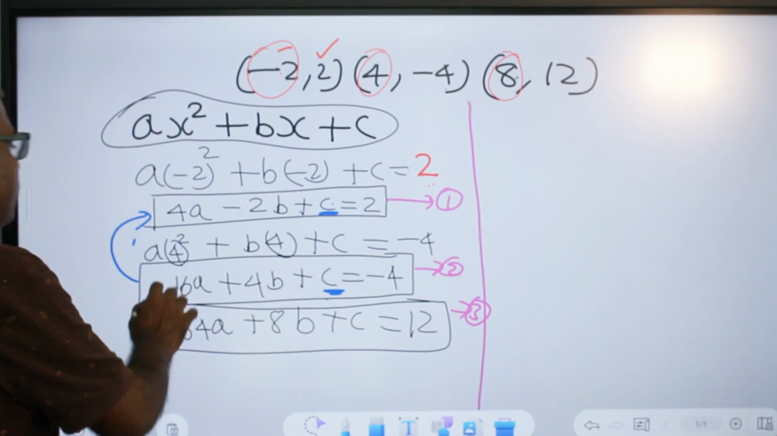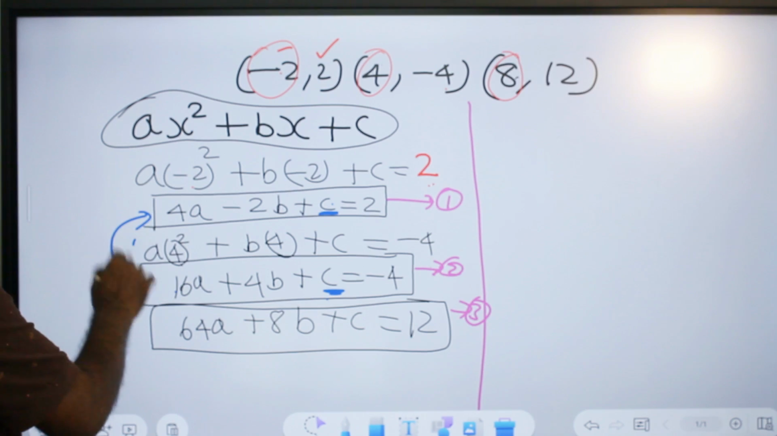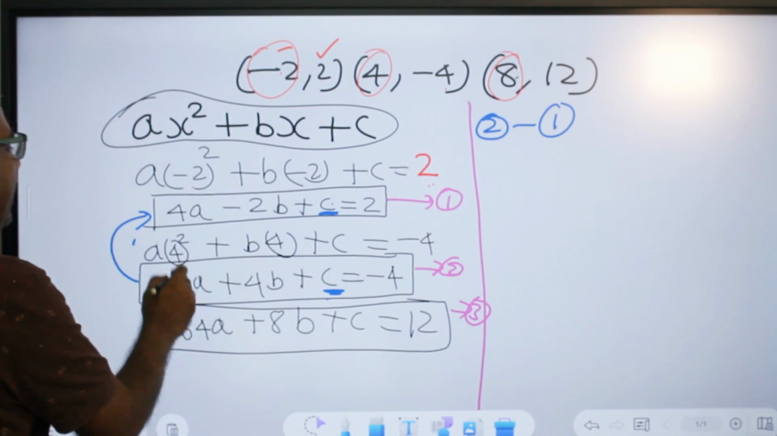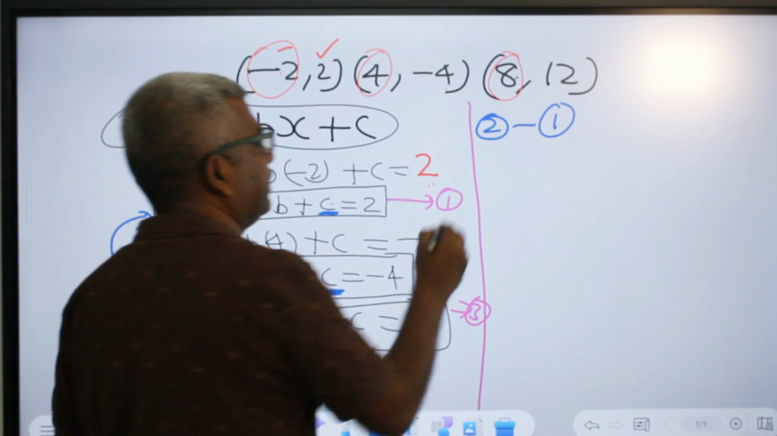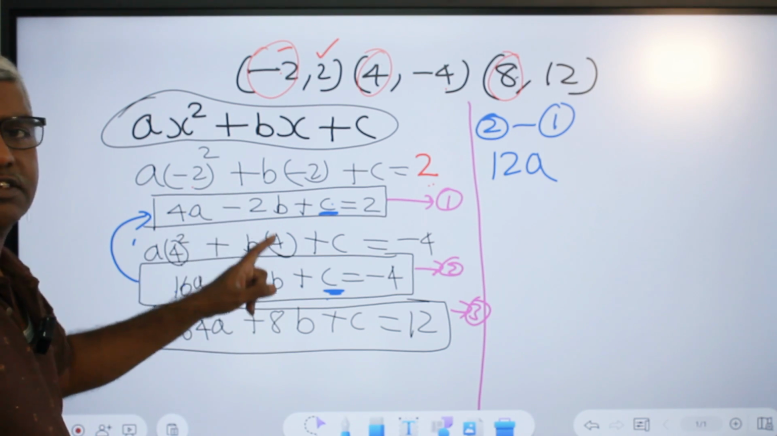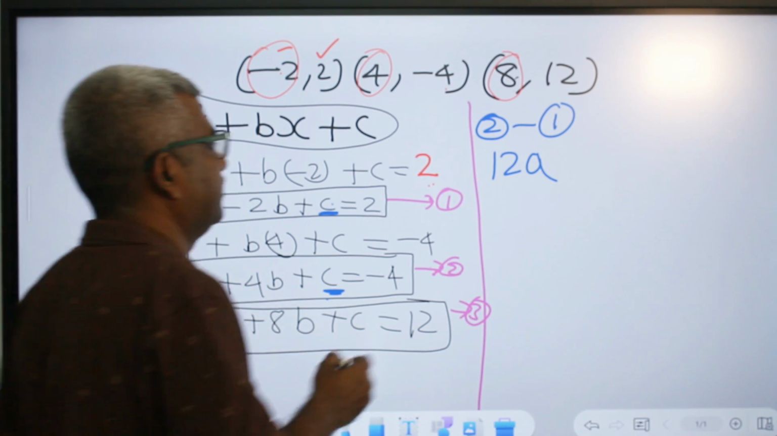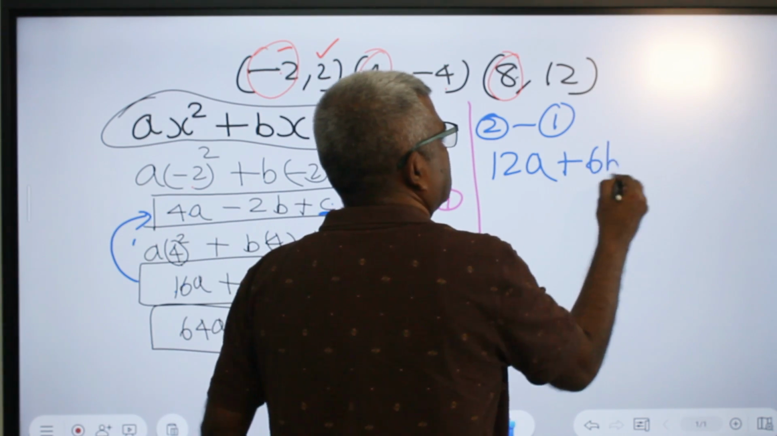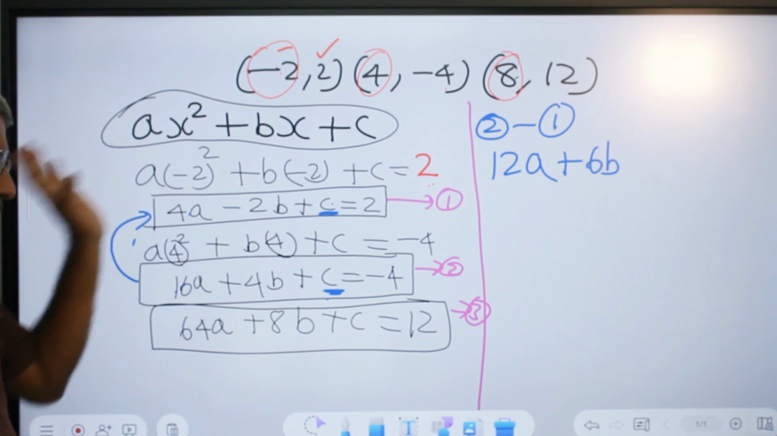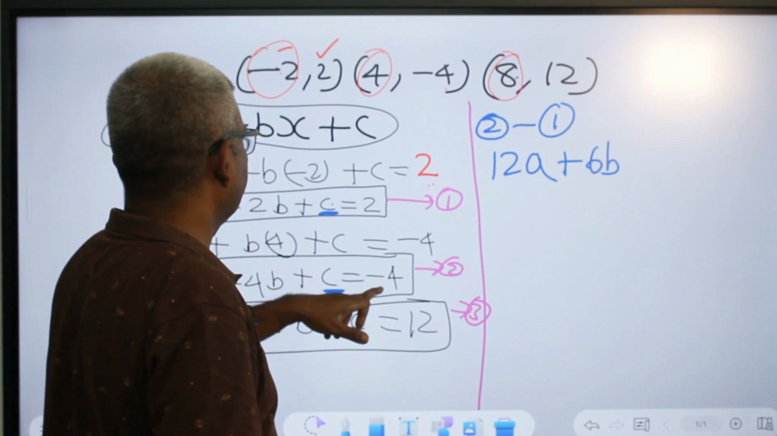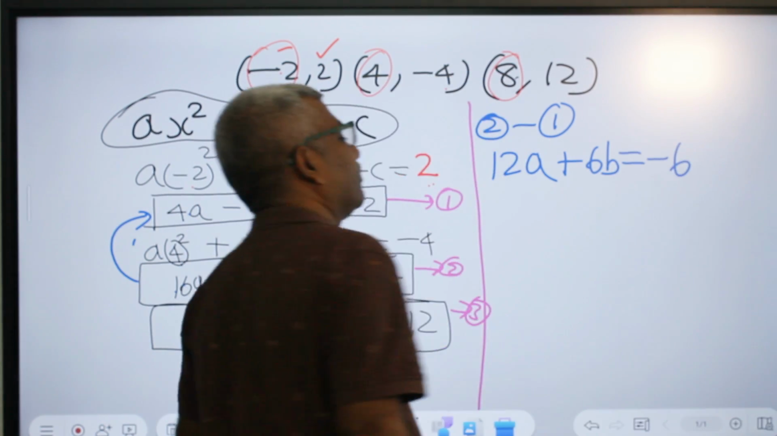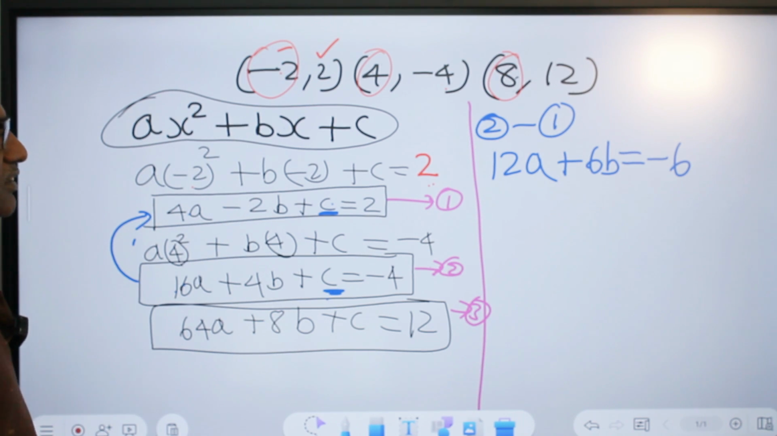Okay. So I am doing equation 2 minus 1. Equation 2 minus 1 is what? 16a minus 4a is 12a. 4b minus minus 2b, 6b. Understand or not? c minus c, 0. Minus 4 minus 2, it will be minus 6. Okay, got it?